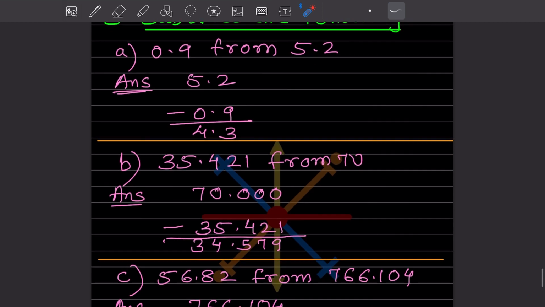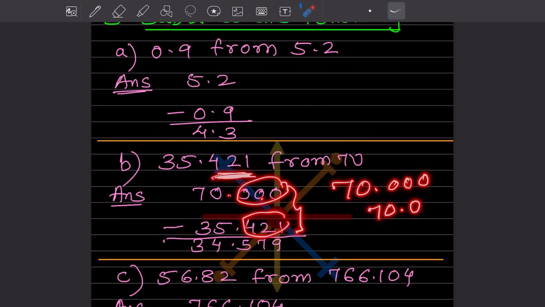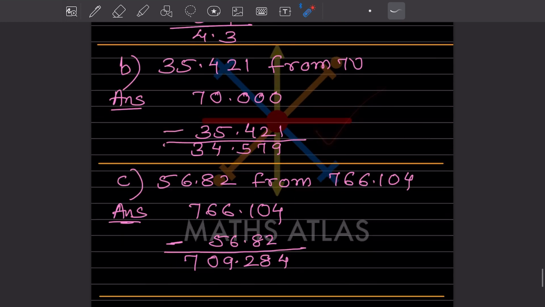Why did I write 70.000? Because here there were 3 numbers after the decimal. Any number of zeros you put after the decimal is not going to change the value. Even when you write 70, we can also write 70.0. But I wrote 3 zeros here for your better understanding, so that the calculation becomes easier, because there were 3 numbers after the decimal over here. Can you see? Both become the same, then it becomes easy for the calculation.